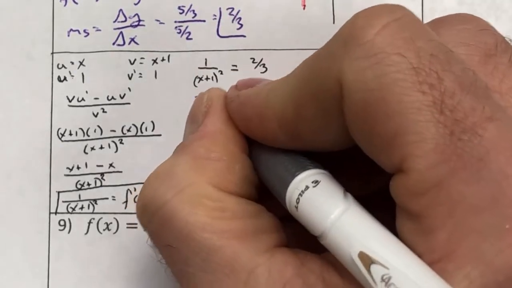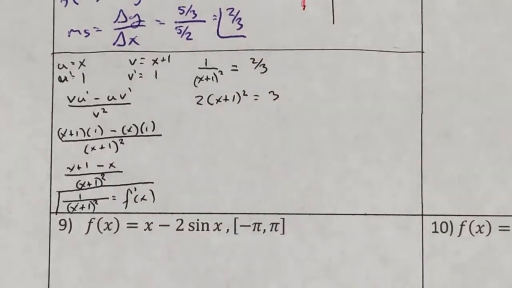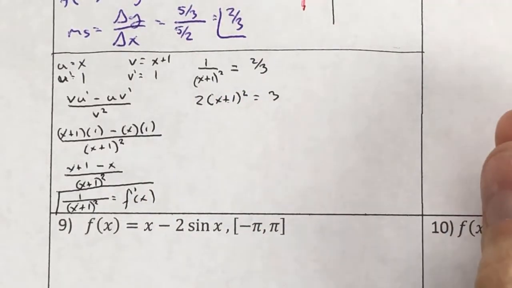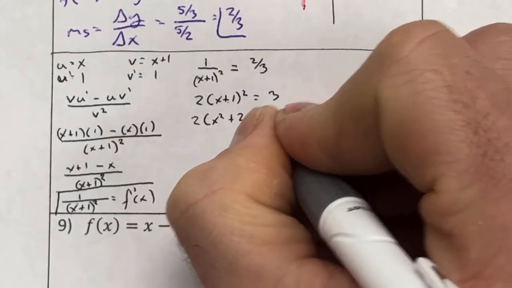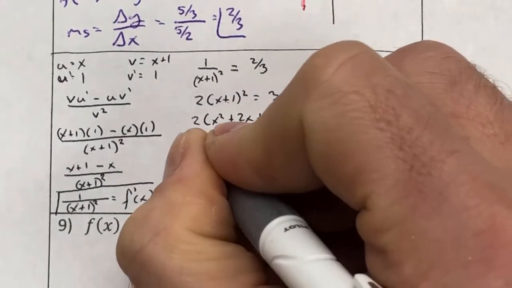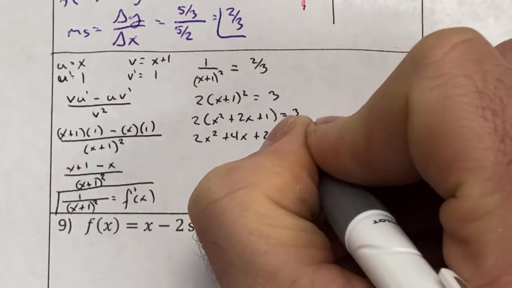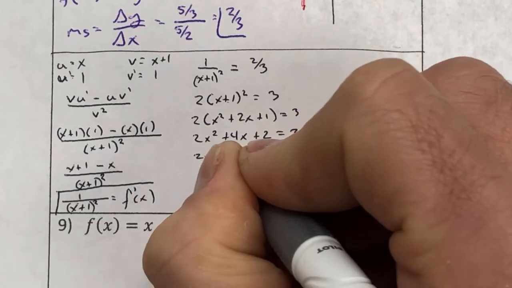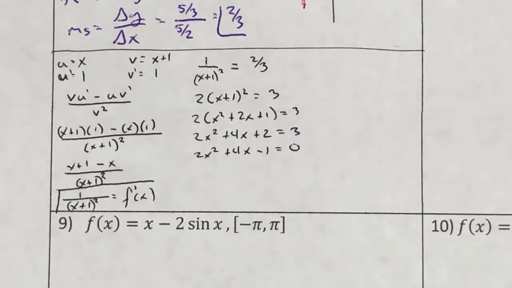So I get 2 times x plus 1 squared equals 3. This looks like it's going to end up being a quadratic. So let's see where this takes us. x squared plus 2x plus 1. 2x squared plus 4x plus 2. 2x squared plus 4x minus 1 equals 0.